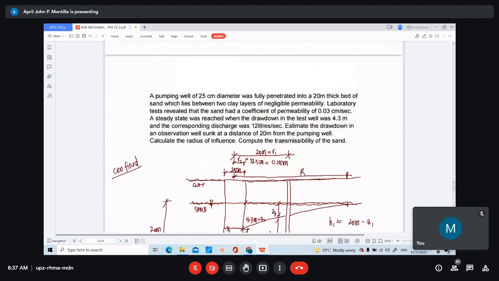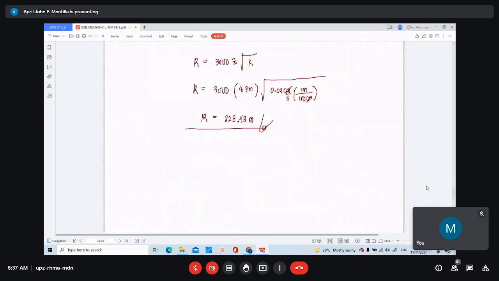Next one, we have to compute the transmissibility of the sand. Transmissivity or transmissibility, that is T. We have a formula for that. The formula of transmissibility of the sand is Q ln of R1 over R2 over 2 pi multiplied by H1 minus H2. Notice, it's like hydraulic conductivity, right? The hydraulic conductivity of a confined aquifer just has the thickness in it. The thickness just cancels.